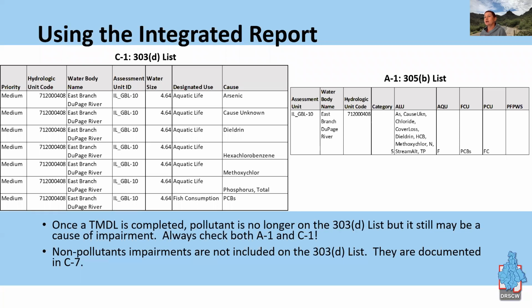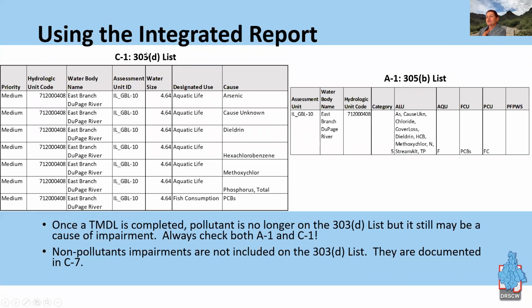I have the same stream segment pulled up from both reports, a segment on the East Branch, GBL10. I picked it because it covered everything that I wanted to cover here. A lot of times you'll be asked in a grant, what are your impairments for a waterway? I wanted to walk you through that you do need to use all of the lists and all the different appendices to piece that together. It's not as simple as just looking at the 303(d) list.